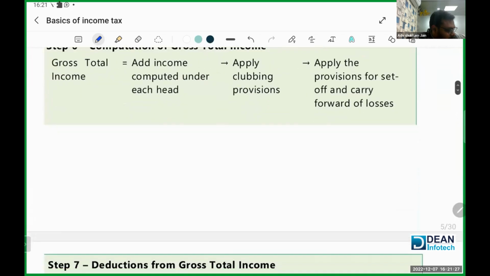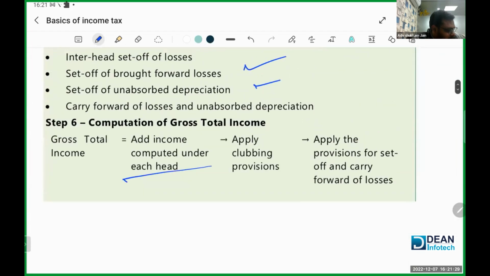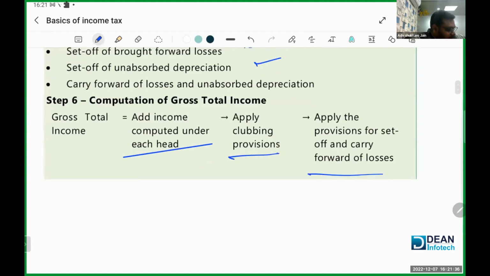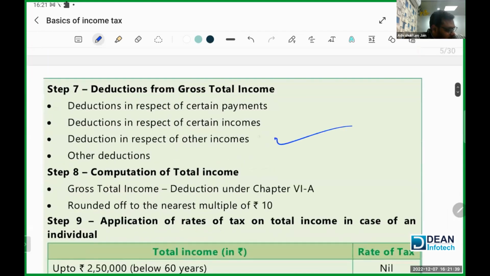Then the computation of gross total income, as we can see: income computed under each head, then clubbing provisions, then set off and carry forward of losses. Then comes the deductions. Deductions in respect of certain payments, and in respect of certain incomes. Deductions for certain payments means when we pay something and the government has allowed us a deduction for that. For example, we pay the premium of life insurance and we get the deduction of that. Those are the deductions for certain payments.